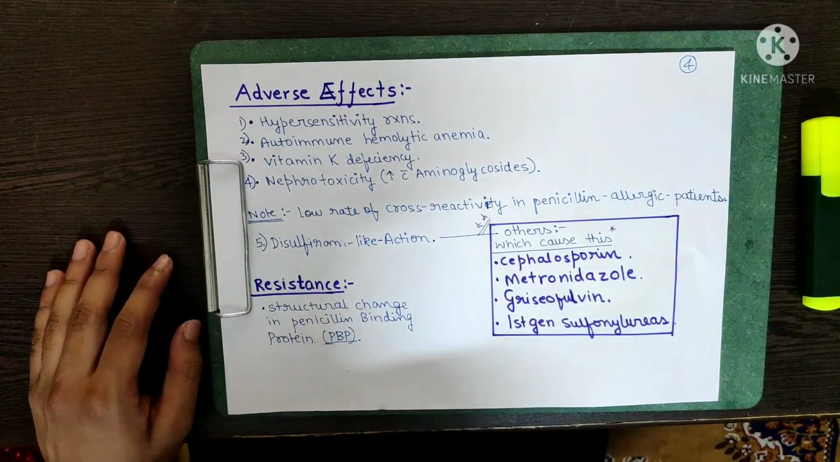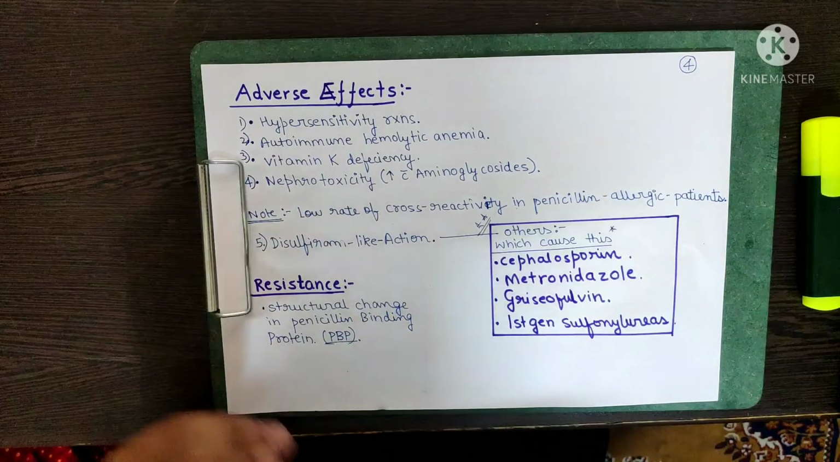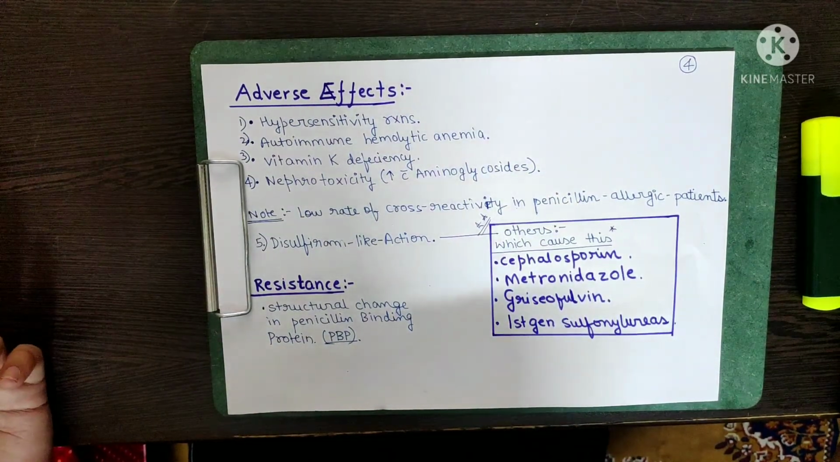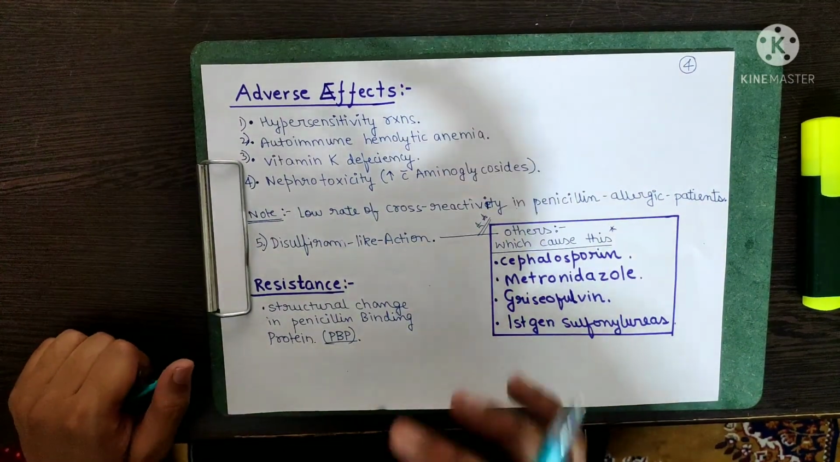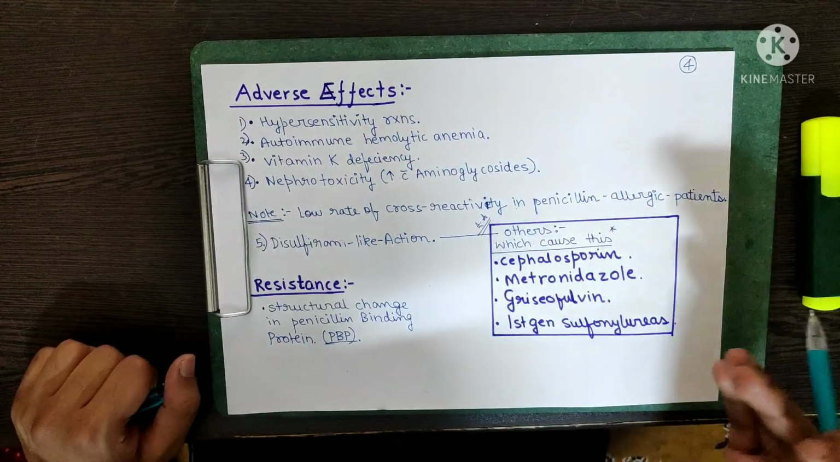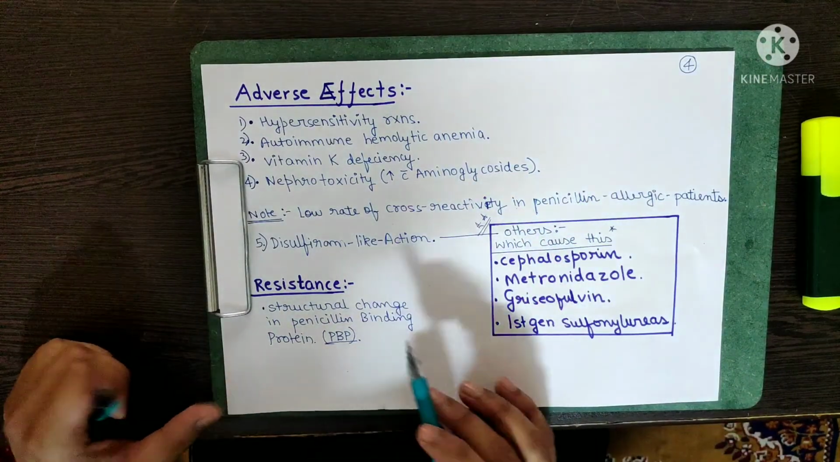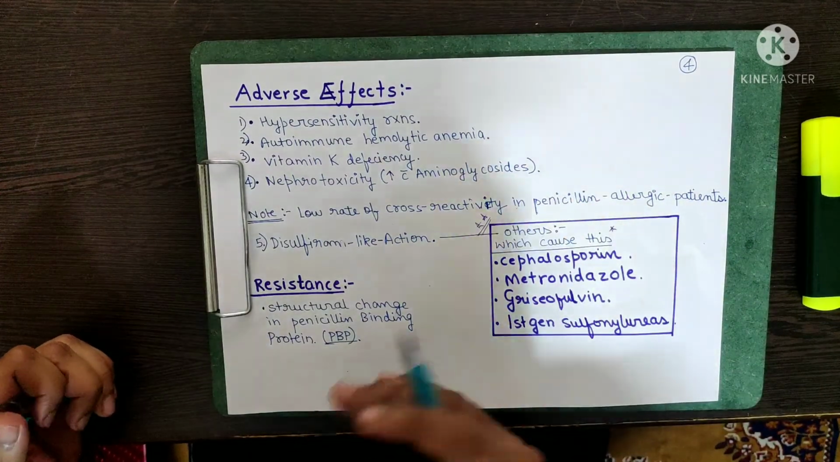Now coming to the last part, resistance. How does an organism develop resistance to cephalosporin? The answer is very simple. Structural change in penicillin binding protein. What is penicillin binding protein? Penicillin binding proteins are those parts where the cephalosporin or any beta-lactam antibiotic actually sits on and then does its function. So if you structurally change the penicillin binding protein, of course it will develop resistance to the drug.